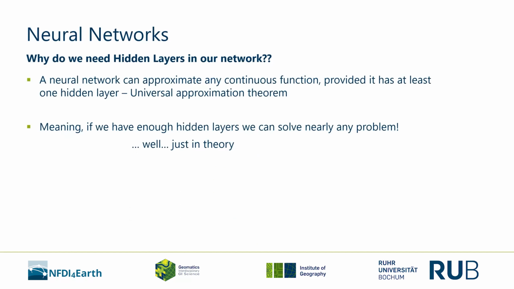But why do we actually need multiple hidden layers? Well, the universal approximation theorem states a neural network can approximate any continuous function provided it has at least one hidden layer. This means that with enough hidden layers, we can solve almost any problem. But of course, this is only theoretically true, because there is much more to neural networks than just building them.